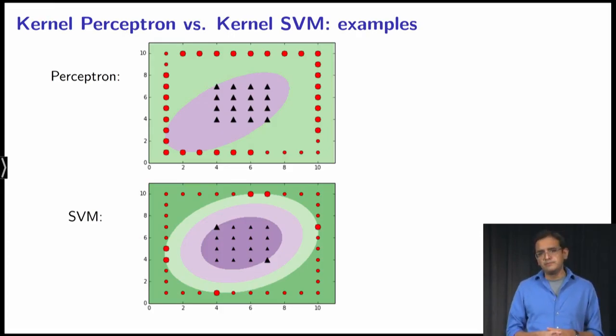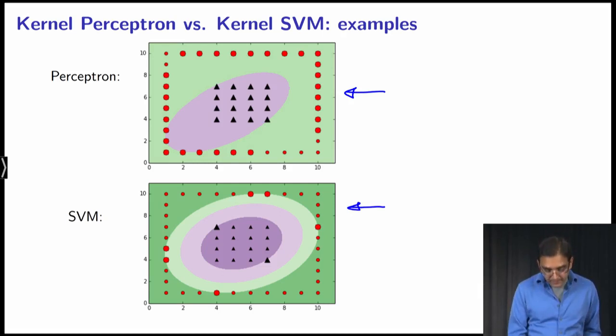Over here, we have a data set that we saw before, and this is the boundary that the perceptron algorithm came up with. It's a quadratic boundary. It's an ellipse. It's pretty good. But look at the boundary that the kernel SVM comes up with. It's much nicer. It's nicely centered.